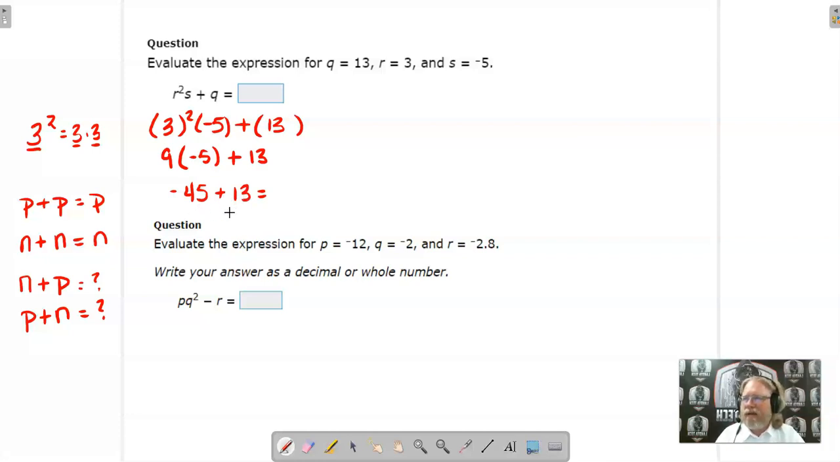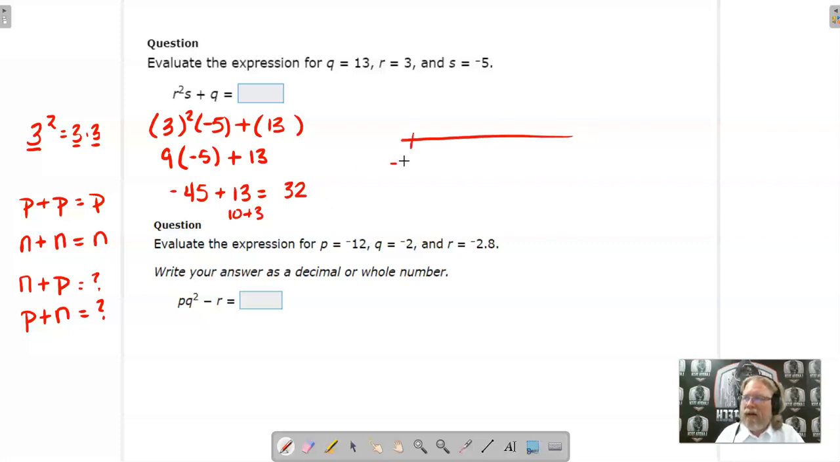Well, 45 minus 13. Well, 13 is 10 plus 3, right? So 45 minus 10 is 35. Minus 3 more is 32. But the question is, is that a negative 32 or is that a positive 32? Well, there's a couple ways you could think of it.